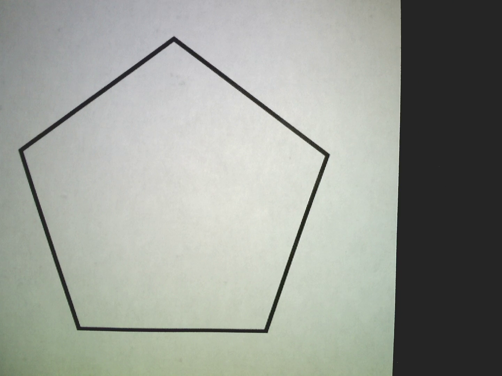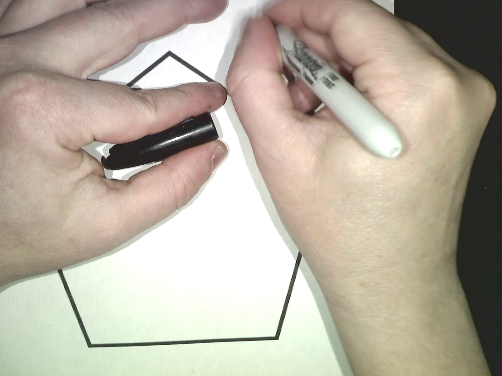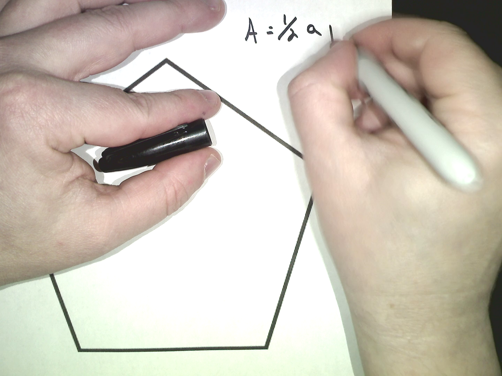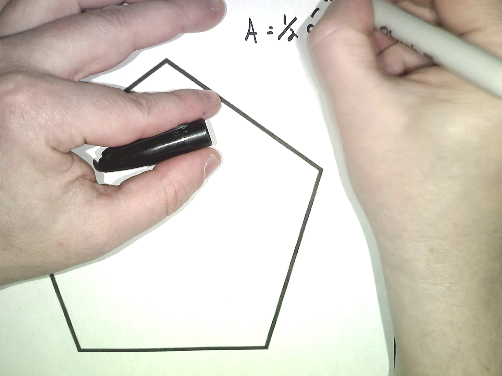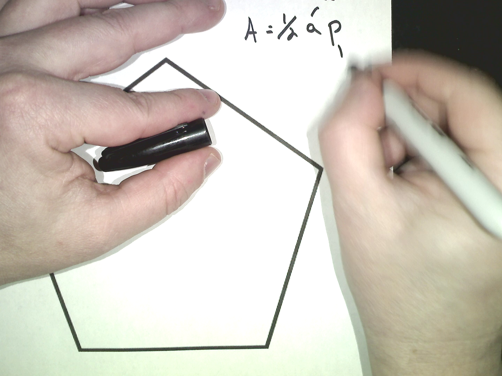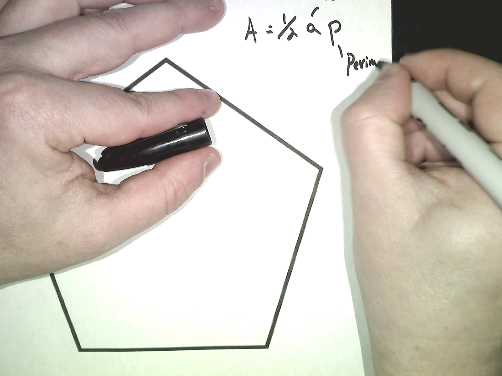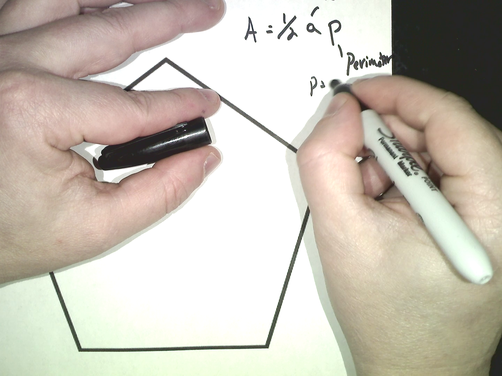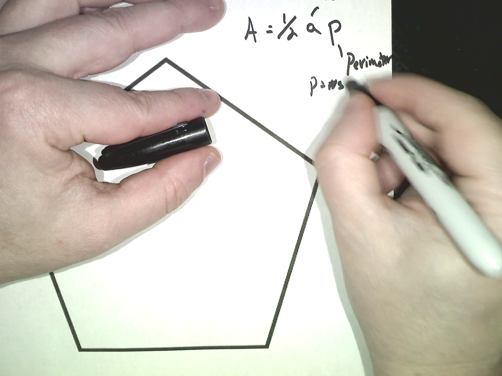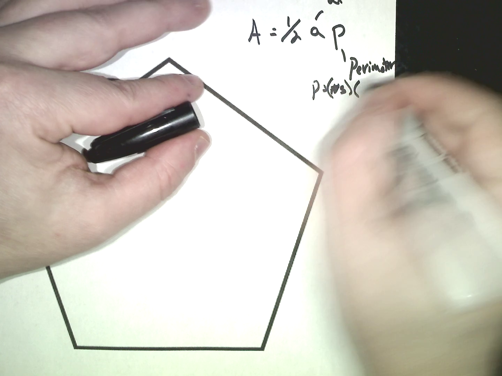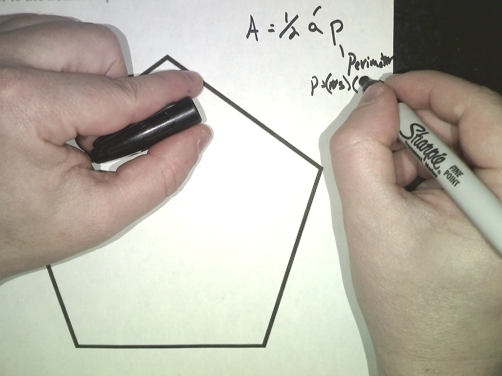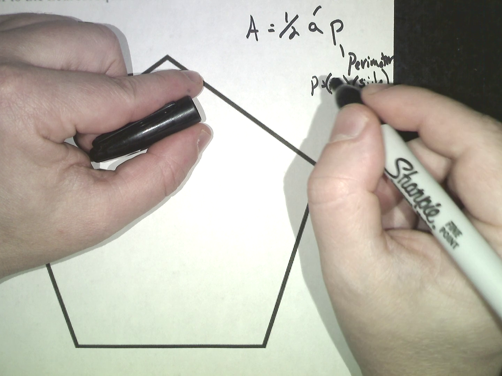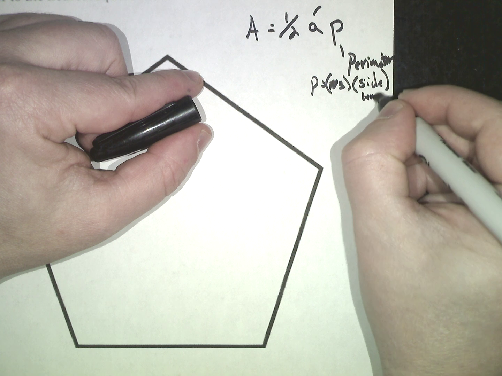Well, if you remember from yesterday, area of a regular polygon is equal to 1/2 A times P. A is our apothem, and P is the perimeter. And if you really want to remember, the perimeter is equal to the number of sides times the measure of that side. In our case, it's 4. Side. So it's the number of sides times the side length.